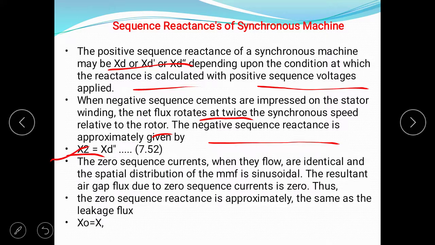Zero sequence currents, when they flow, are identical and the spatial distribution of the MMF is sinusoidal. So the resultant air gap flux due to zero sequence current is zero. Thus, the zero sequence reactance is approximately the same as the leakage reactance, represented by X0, which is equal to Xl.